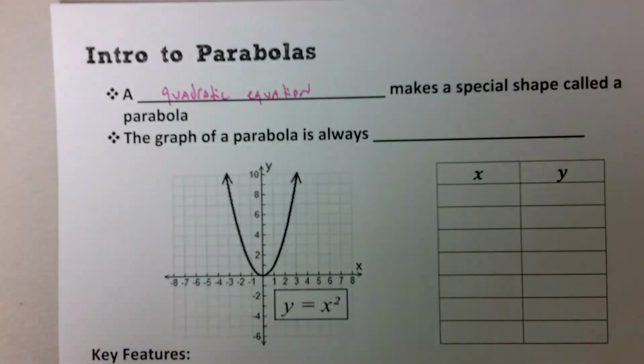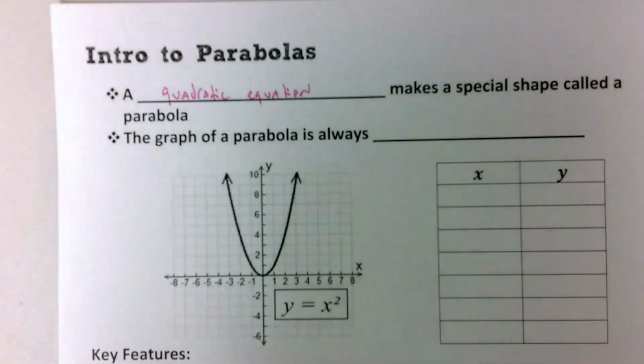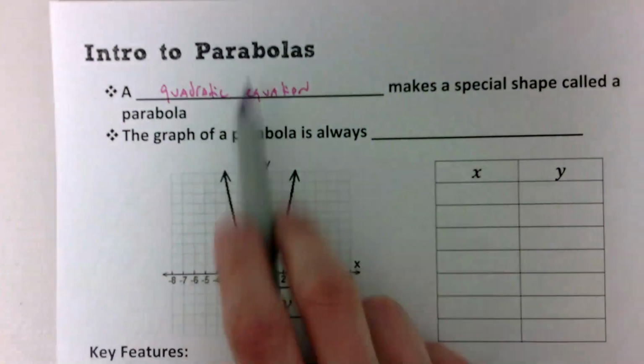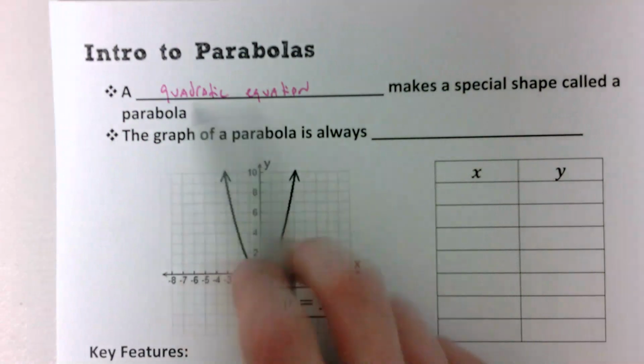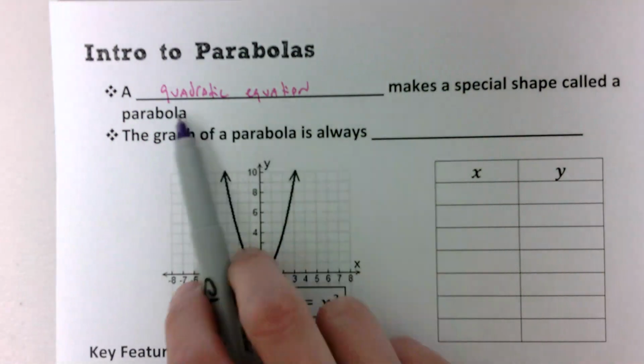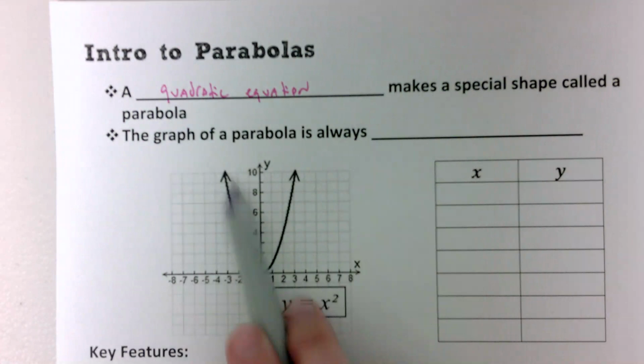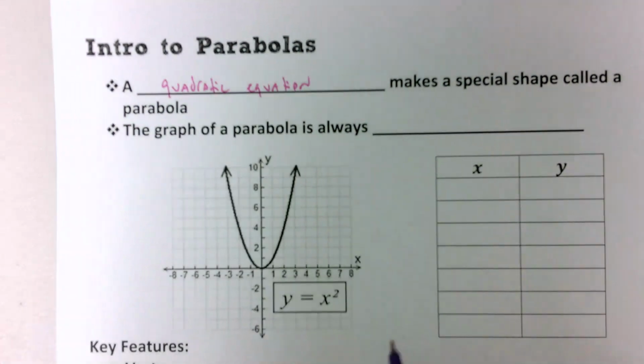All right, so today we're starting our first lesson in our quadratic unit. So we're going to talk today about a parabola, which is a particular type of shape when we talk about graphs. So a quadratic equation makes a special shape called a parabola, okay? And this is that shape right here. It's kind of like a U shape.